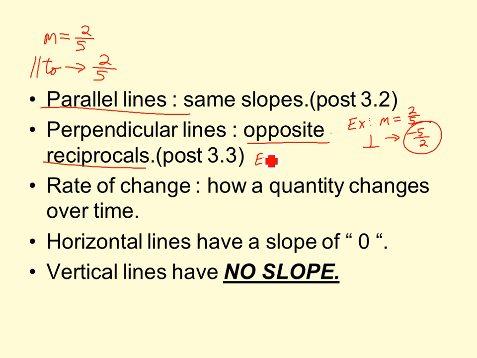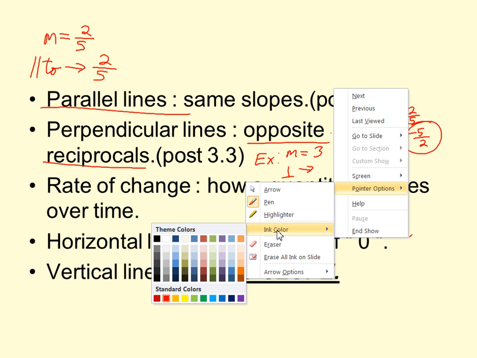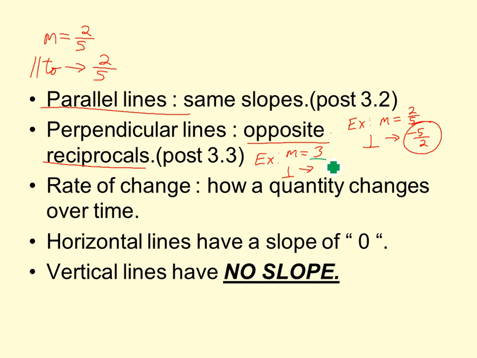Another example, if we know the slope of some line is 3, and we want the slope of the line that's perpendicular to that, well, we got to flip that over and then take the opposite of it. Well, to flip it over, you need to take the 3 and put a 1 under it. So now we have 3/1. Well, we flip that over and it becomes 1/3, and we want the opposite, so it'd be a negative 1/3.